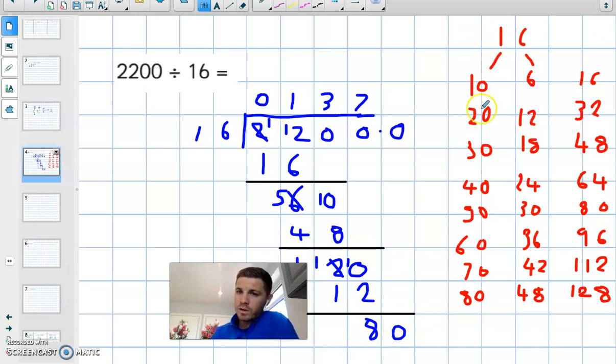Okay, now we look to see how many 16s are in 80, so we can refer back to our partitioning method. 1, 2, 3, 4, 5, and there are 5 16s in 80 without a remainder. So that then gives us our answer of 137.5.